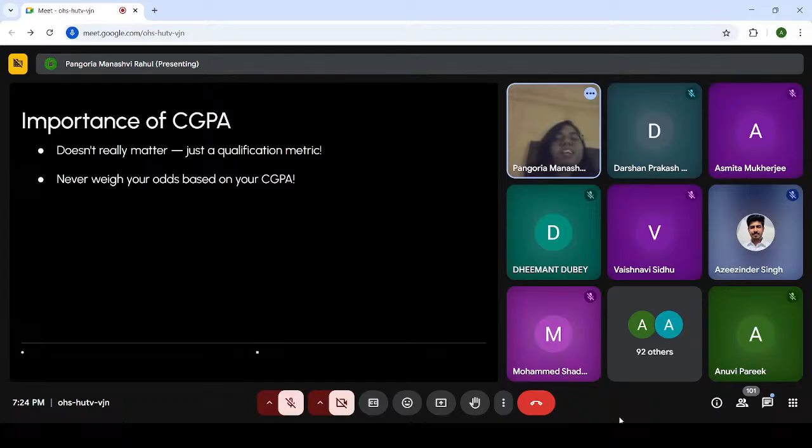Last, CGPA, it's not really important. It's just a qualification metric. अगर तुम qualify हो रहे हो OA के लिए, that's the most. Never, for God's sake, weigh your odds based on your CGPA.